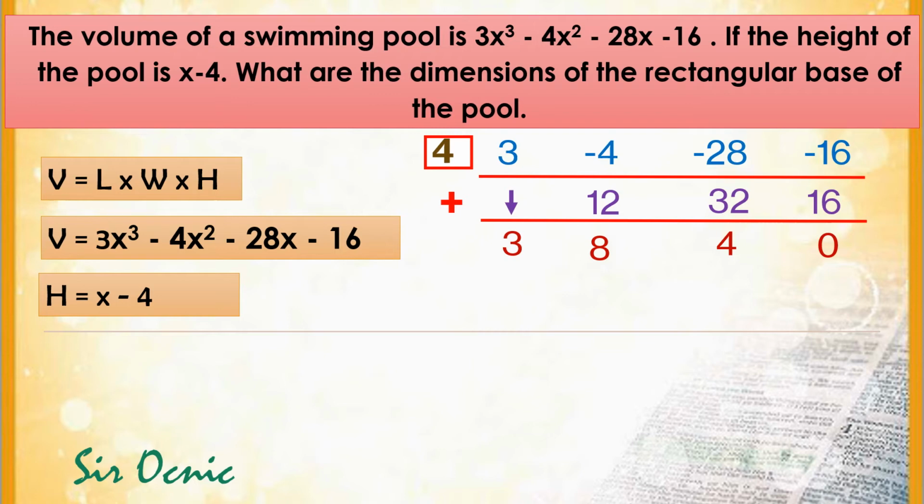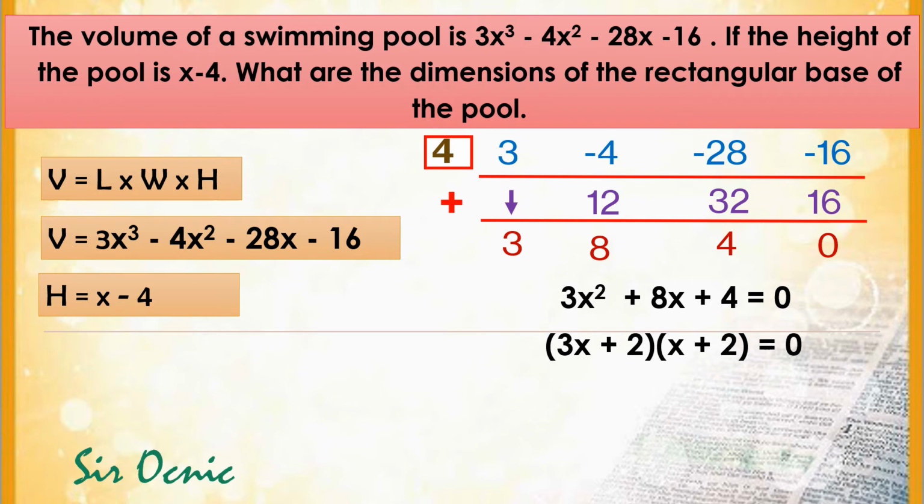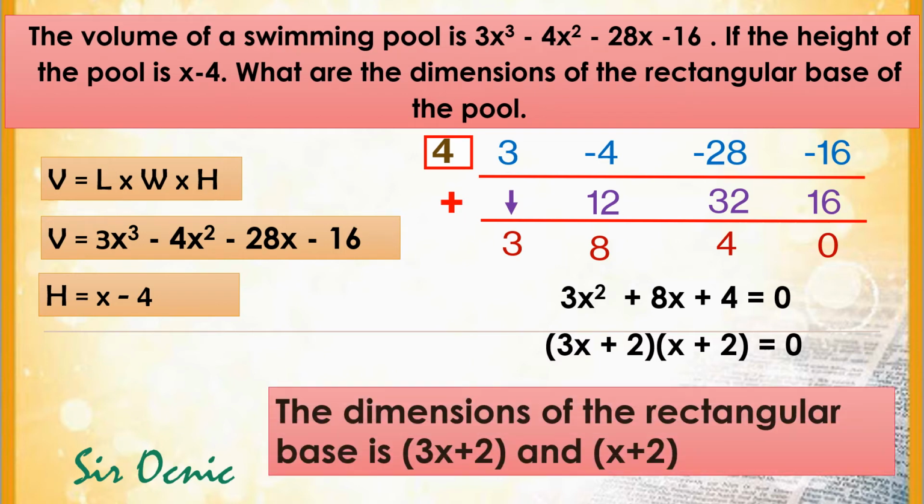Rewriting all the numerical coefficients, we will then have 3x squared plus 8x plus 4. Now, since we are about to identify the dimensions of the rectangular base of the pool, we need to factor this trinomial. The factors of this trinomial are 3x plus 2 times the quantity x plus 2. Therefore, the dimensions of the rectangular base are 3x plus 2 and x plus 2.